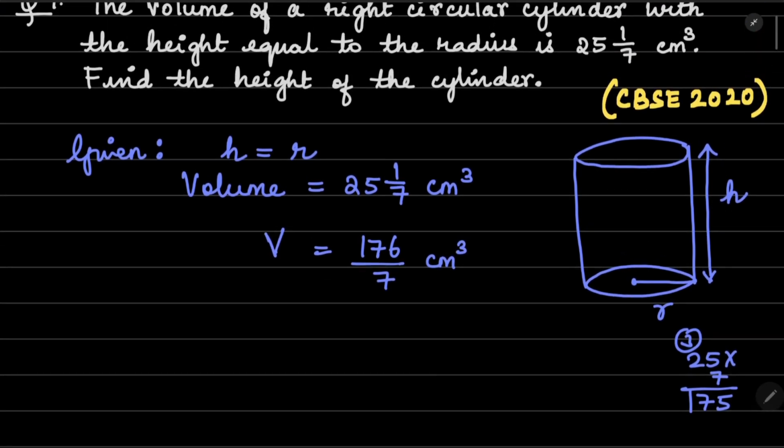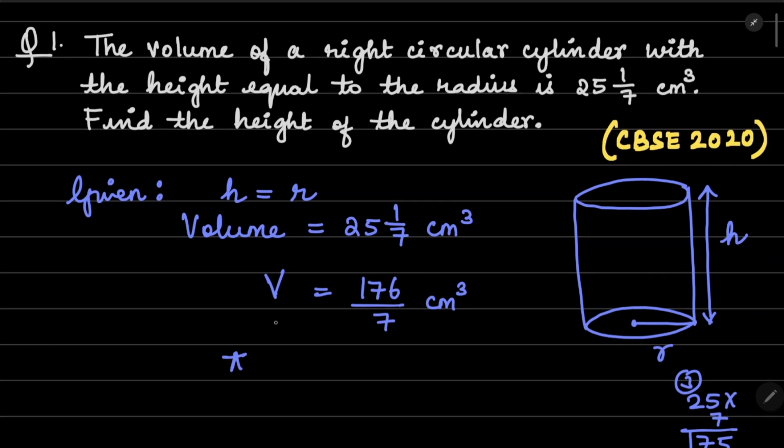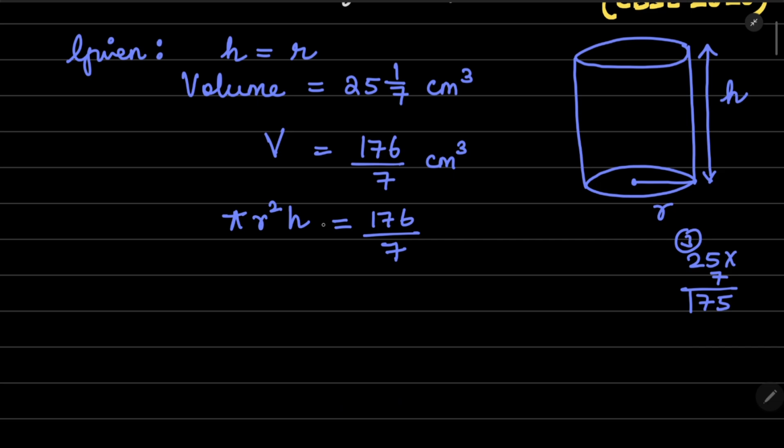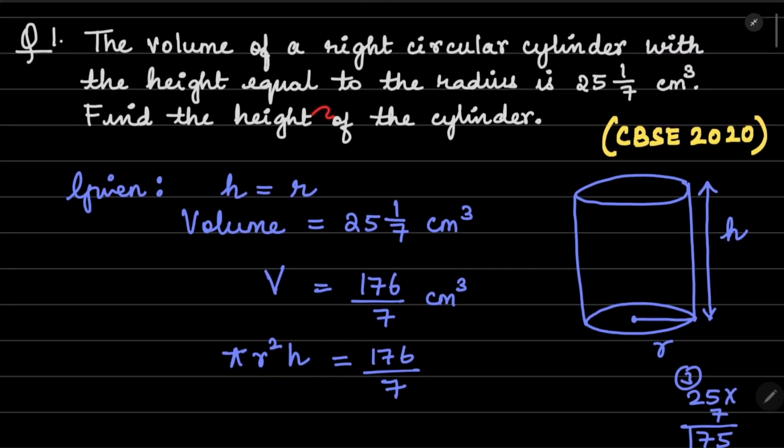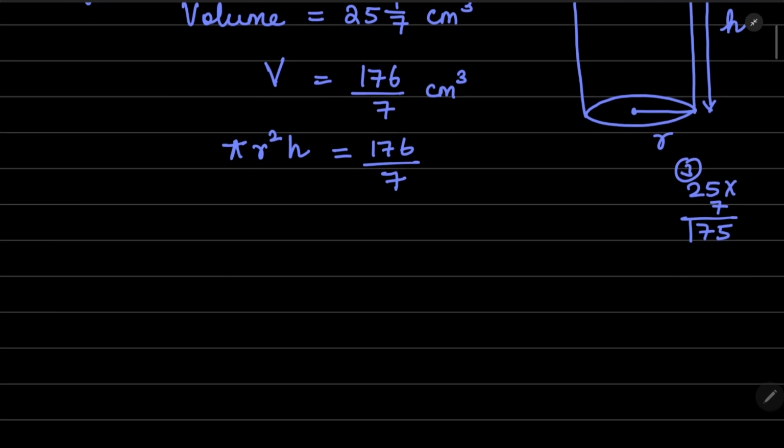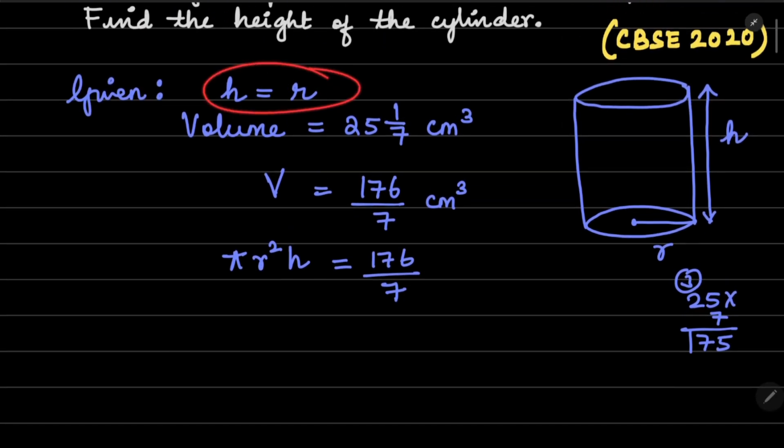And what is the volume of a cylinder formula? Volume of a cylinder is nothing but pi r square h, which is equal to 176 by 7. I will put the units at the end. Now, you know h is equal to r, right? So let us replace r with h. Why? Because what do I need? I need the height of the cylinder. So I'm going to replace r with h because r is equal to h. So pi into h square into h, h cube, is nothing but 176 divided by 7.